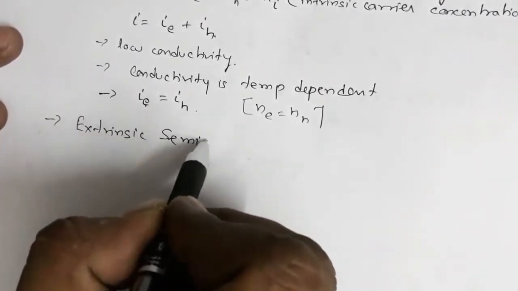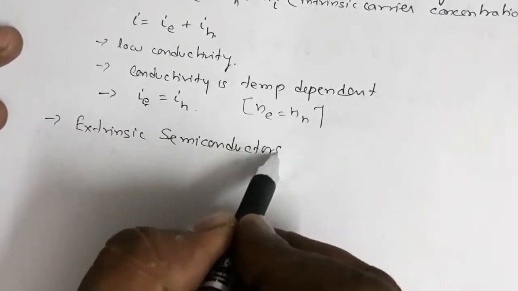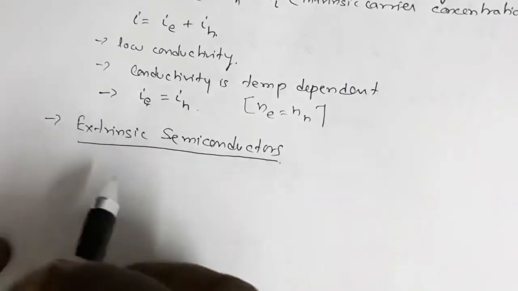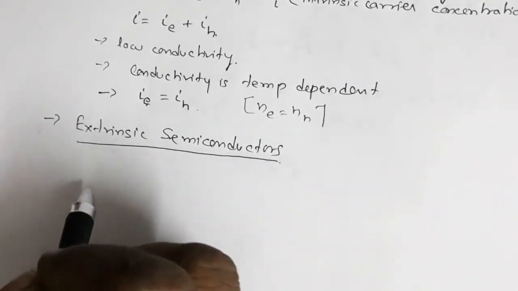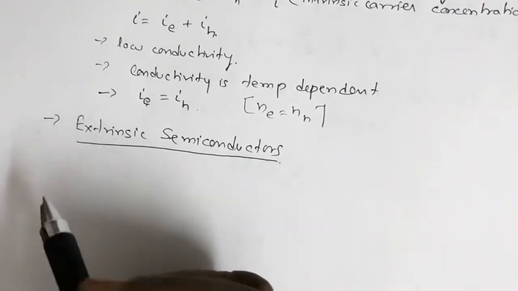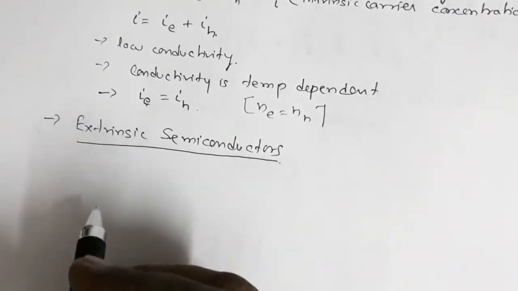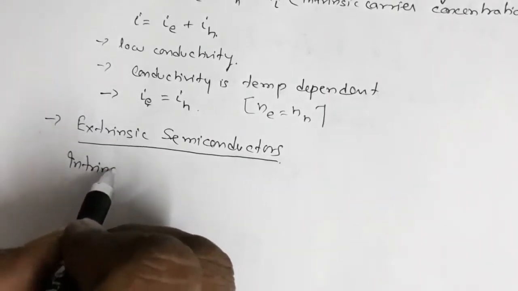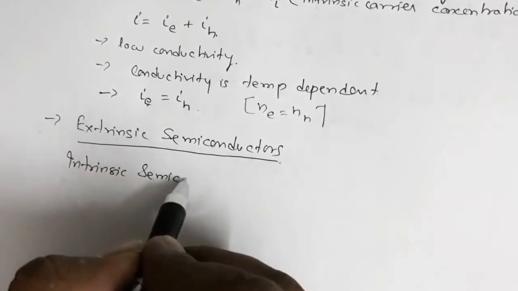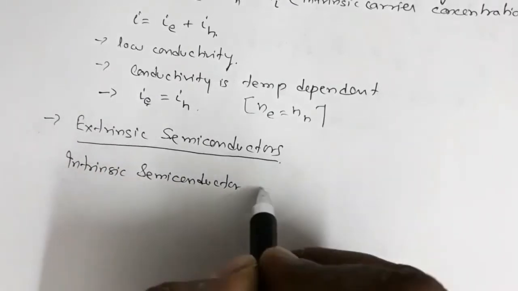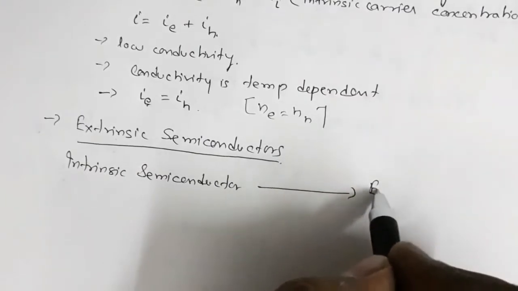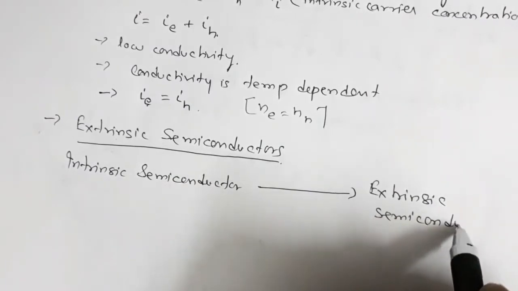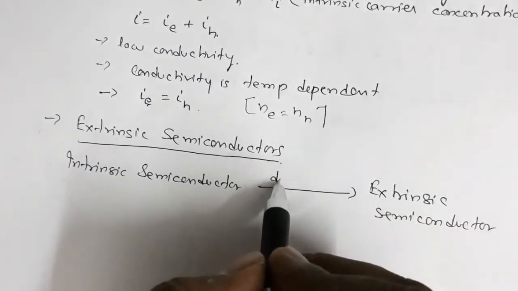Extrinsic semiconductors. Now, in intrinsic we had pure form of silicon or pure form of germanium. Now, this intrinsic semiconductor is converted to extrinsic semiconductor by doping.